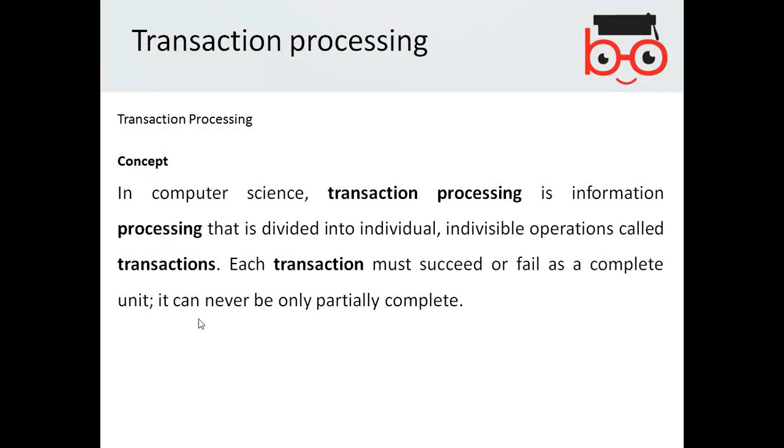For example, if you are using the database of a bank, and you want to transfer some amount from one account to somebody else, then either the transaction will be completed or it will fail for some reason, but there won't be a case where half the amount has been transferred and half the amount has been left. So that is about the transaction.